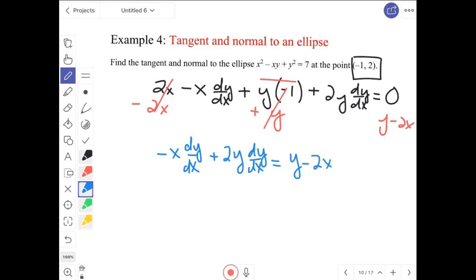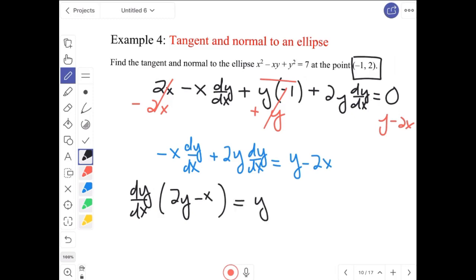Now, the next step in that process is to factor. So we want to take both dy/dx's out, and then we're going to be left with, I'm going to switch those two things around, so I have (2y minus x) dy/dx equals y minus 2x. Last step is to get dy/dx by itself.